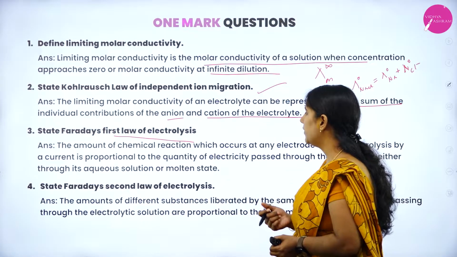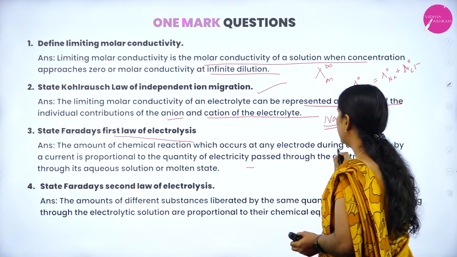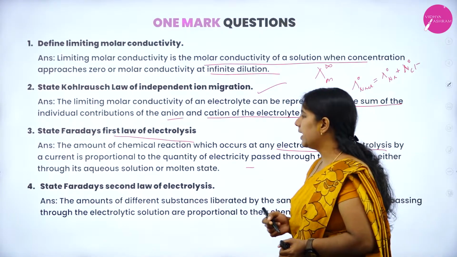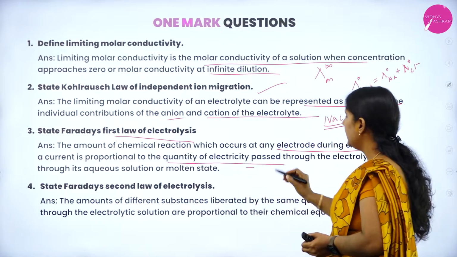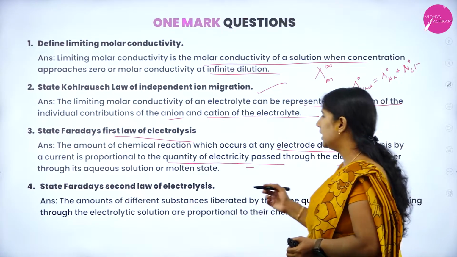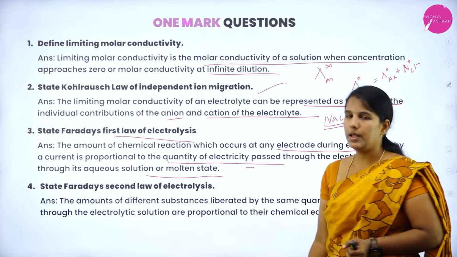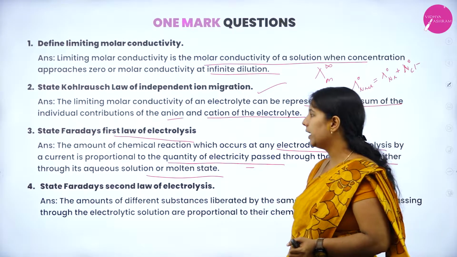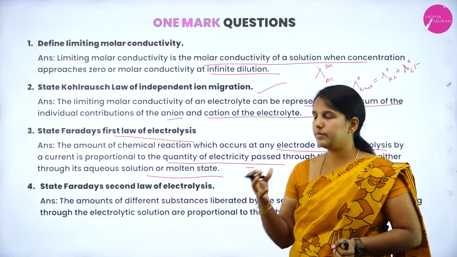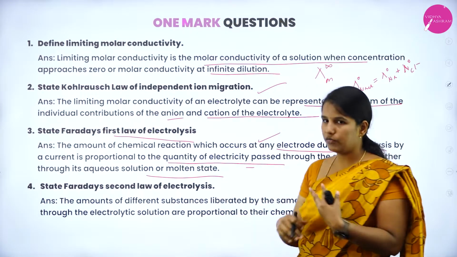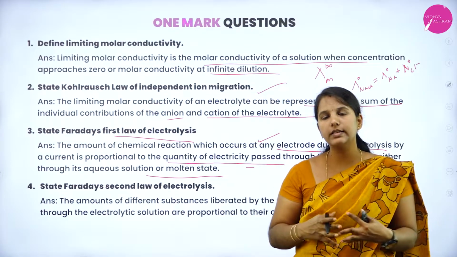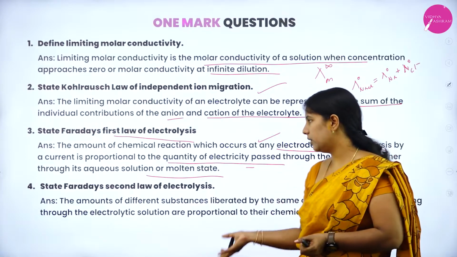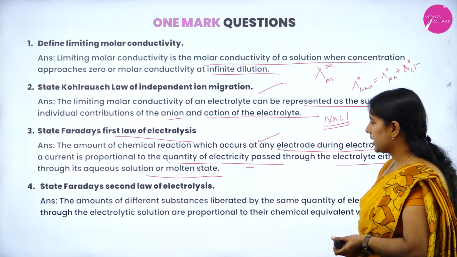The amount of chemical reaction which occurs at any electrode during electrolysis by a current is proportional to the quantity of electricity passed through the electrolyte, either through the aqueous solution or the molten state. So what does the first law state? The amount of chemical reaction occurring at an electrode and how much electricity you pass through the molten electrolyte are directly related to one another. Next, state Faraday's second law of electrolysis.